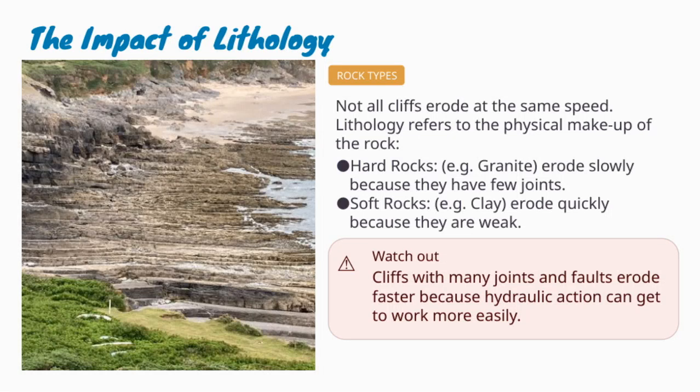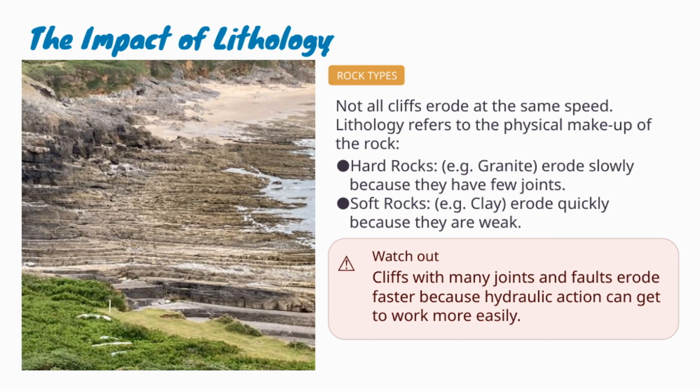The key word here is lithology. Lithology means the physical makeup of the rock. Not all cliffs are made from the same material. Some rocks are hard and resistant. For example, granite is a hard igneous rock. It has an interlocking crystalline structure, which makes it strong and resistant to erosion.